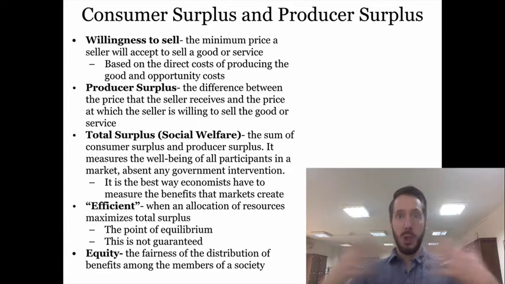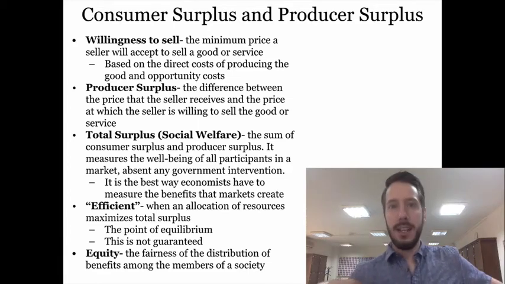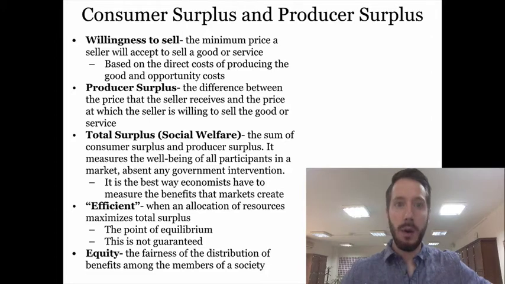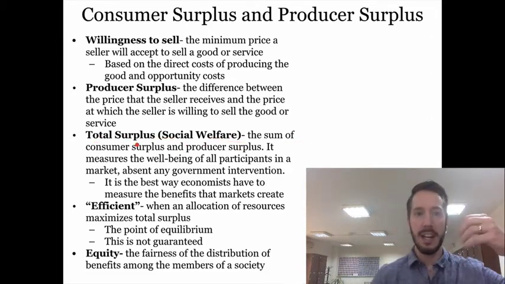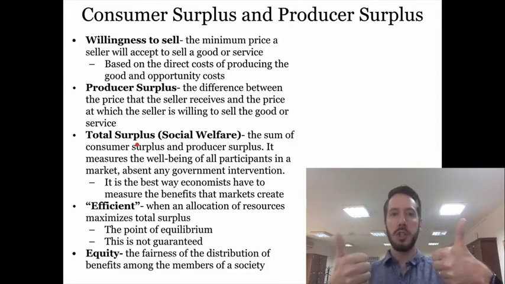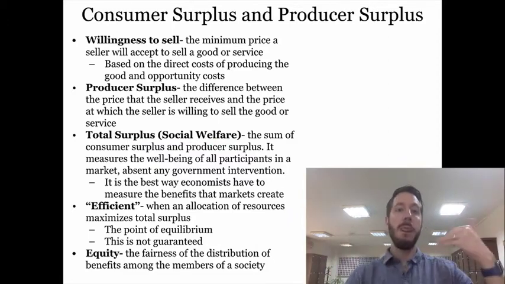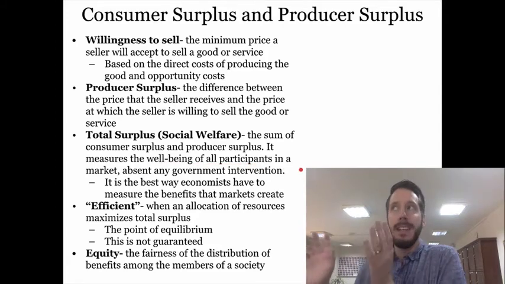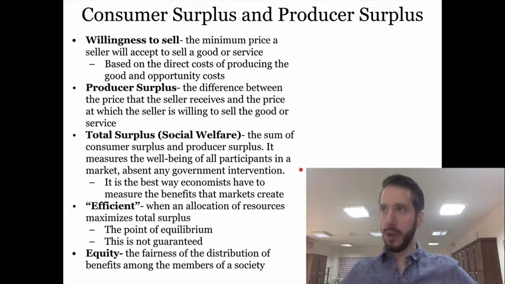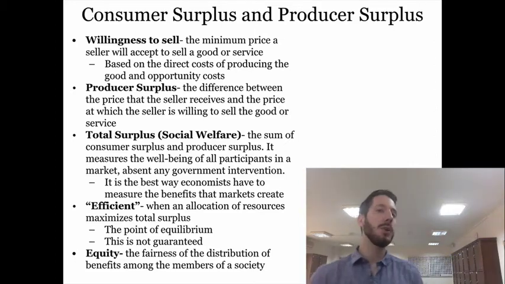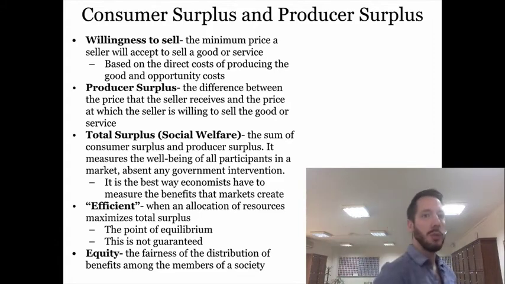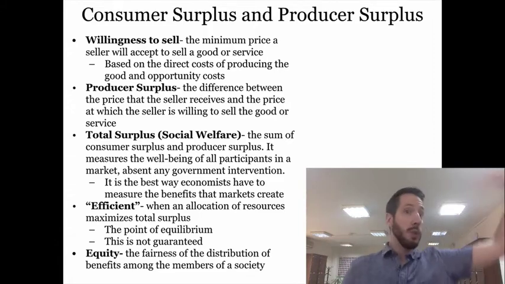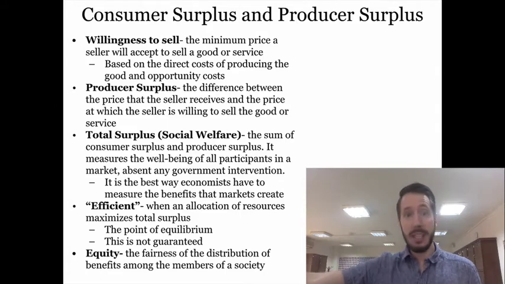Now, if we're looking at social welfare, which is the branch of economic welfare that is determined by calculating total surplus, which is just taking producer surplus and consumer surplus and putting them together. And that will measure the well-being of all participants in a market, absent of government intervention. In a perfect world where nothing is taxed, that's how you determine social welfare, because you want both producers and consumers to have a surplus, or else consumers aren't going to buy and producers aren't going to sell.